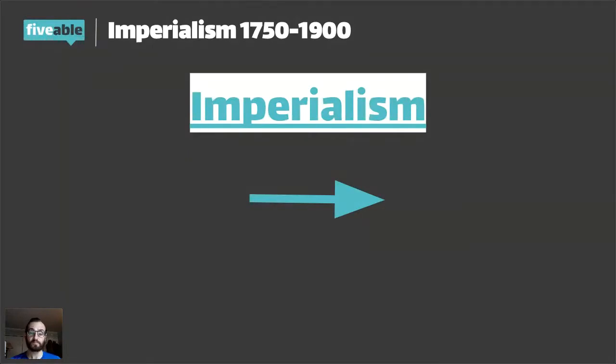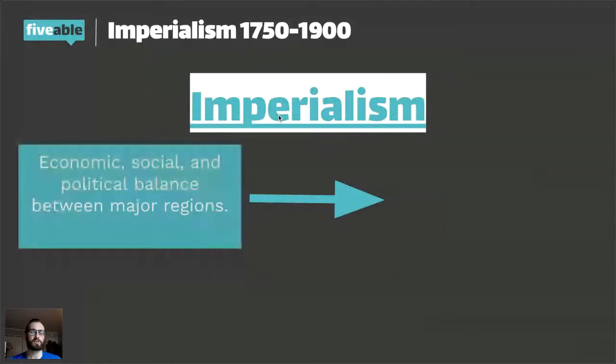But as it turns out, that wasn't a bad way to go in terms of describing the kind of government and the kind of worldview that existed during this time. And so the imperialism that we're talking about, the kind of imperialism that you learn about in AP World, is a shift from a time. It's a turning point in history.